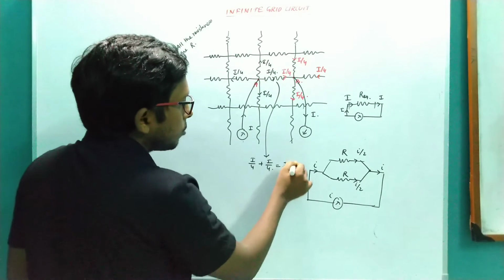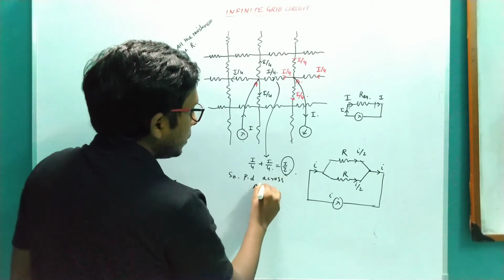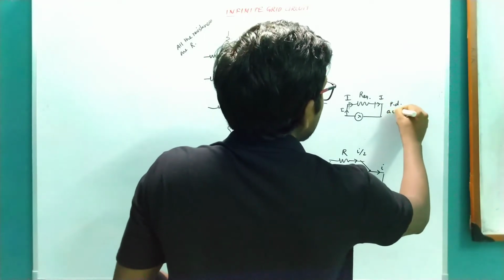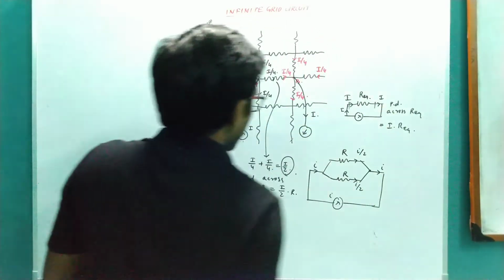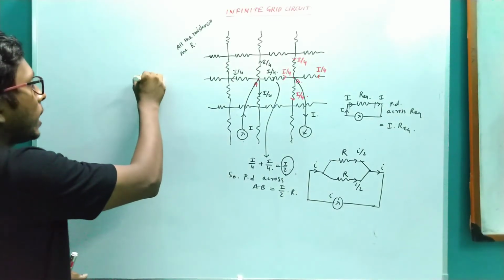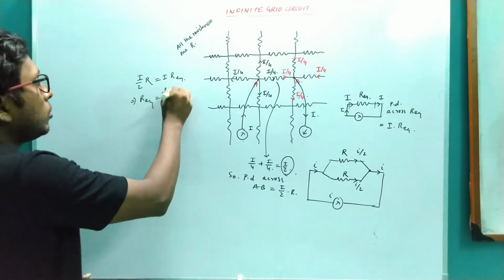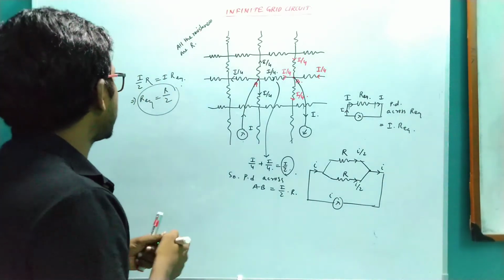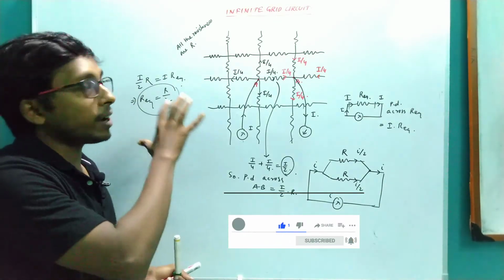Now current through this resistance is equal to I by 2. So potential drop across AB is equal to I by 2 into R, and here potential drop across R equivalent is equal to I multiplied by R equivalent. Now these two potential drops must be the same, so I can write I by 2 R must be equal to I into R equivalent, and hence R equivalent of the circuit is equal to R by 2. So in between any two adjacent points, if I have to calculate the equivalent resistance, I get the same answer, R by 2.